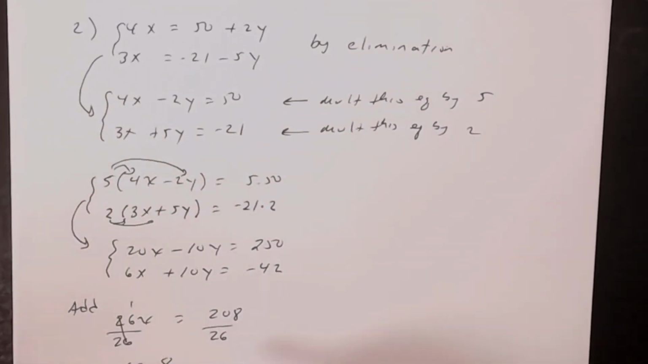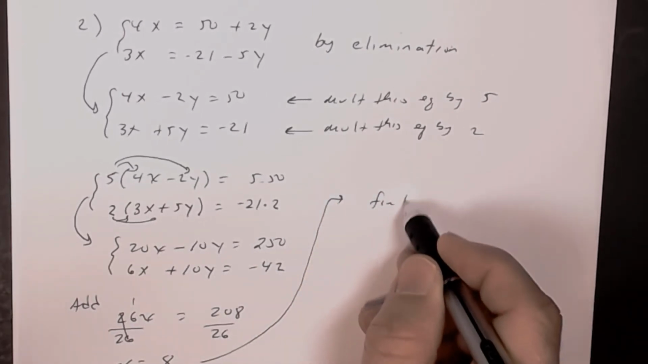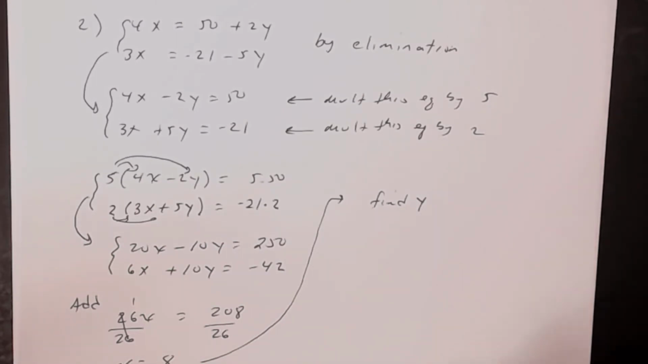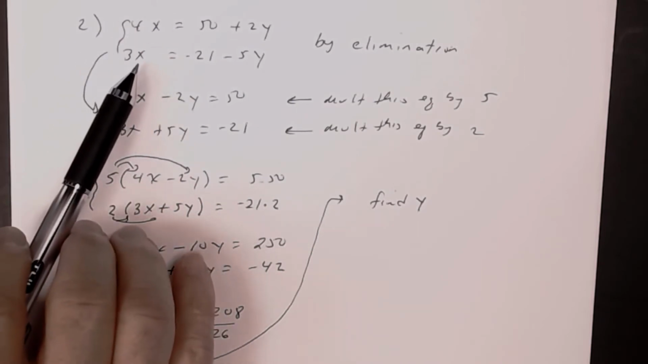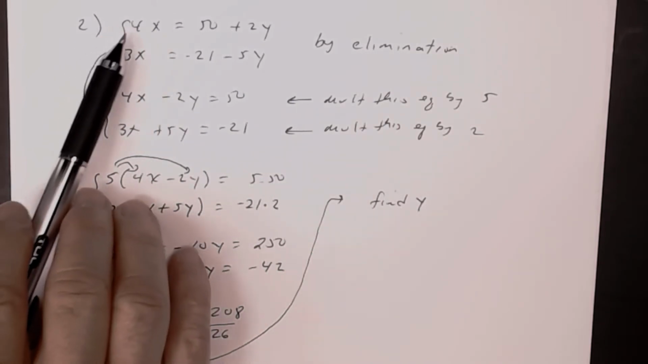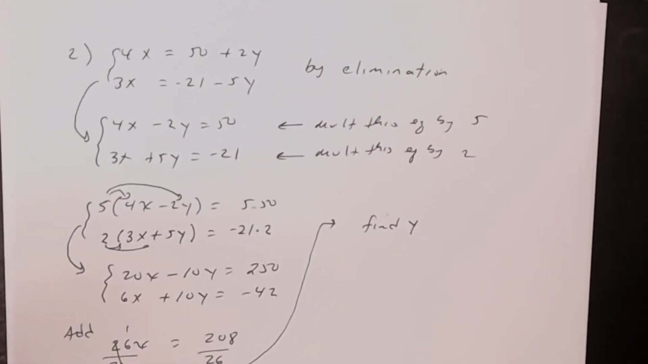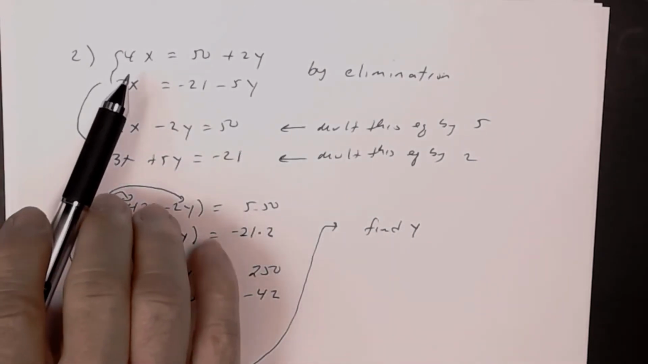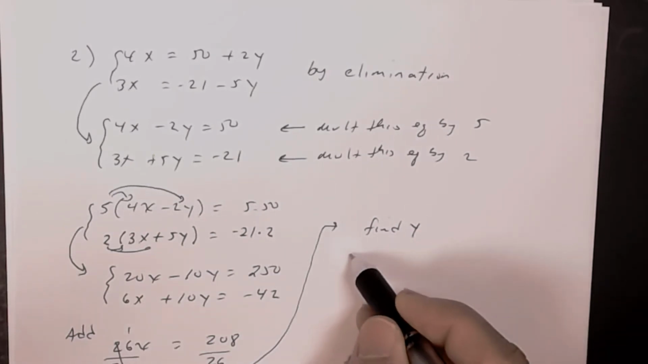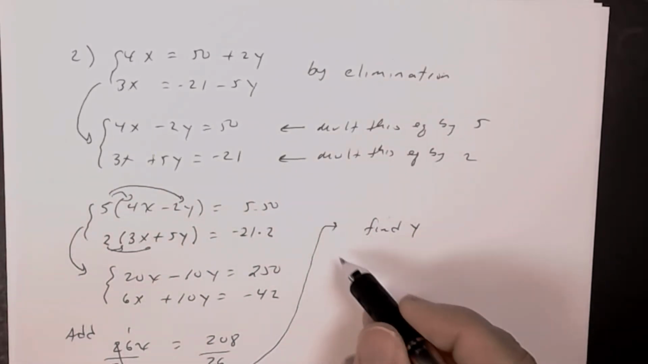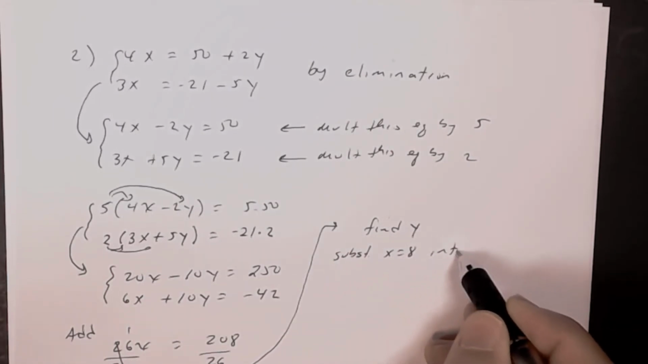All right, now the next step, remember, is to find the value of y. So let's find y. To find y, you go back to one of the original equations. It does not matter which one you use, the first one or the second one. Remember, you found x to be 8, so in place of the variable x, you're going to substitute 8. Let's just use the first one. So we're going to substitute x equal 8 into the first equation.